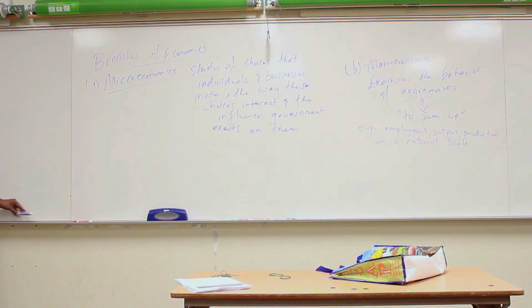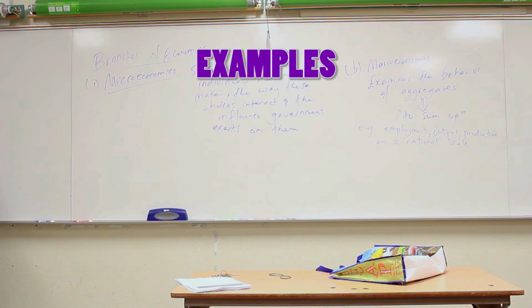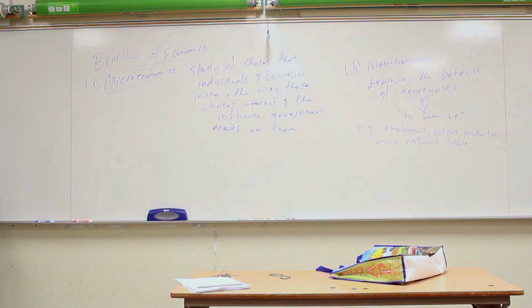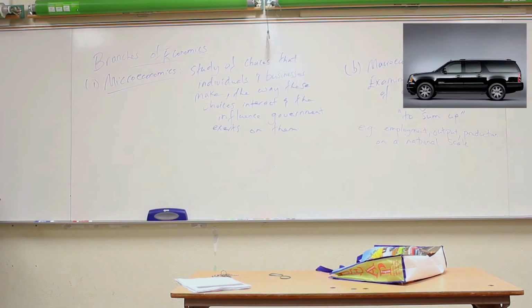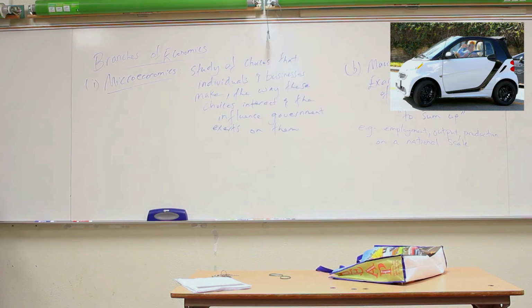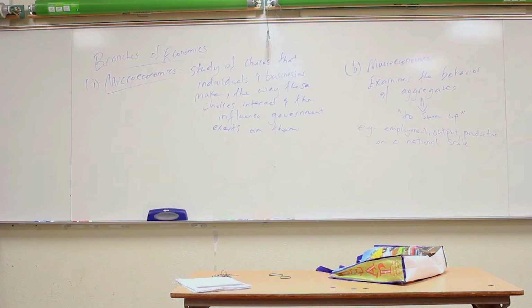Suppose I ask this question: why is it that individuals or households in the United States prefer to drive big SUVs versus smaller cars? Would that be a micro or a macro issue? That would be a micro. Tell me why. Because it's dealing with one individual and one subject. It's not dealing with a group of people buying certain cars in this area or something. That would be a macro issue.